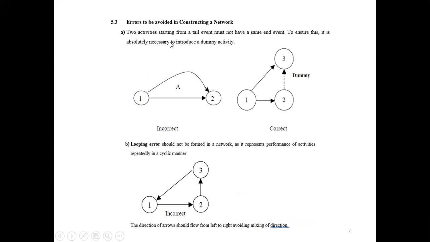What are the errors to be avoided in constructing a network? As we discussed earlier, two activities starting from one event, right? Two activities starting from a tail event must not have the same end event. To ensure this, it is absolutely necessary to introduce a dummy activity, the same way. Here, the two activities start at the same time and end with another event to start another activity. You cannot bend it like this. This is wrong and incorrect.